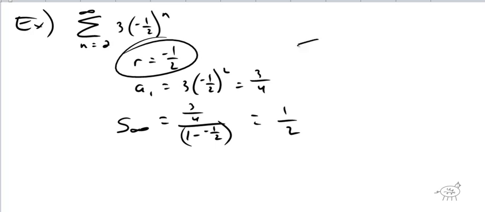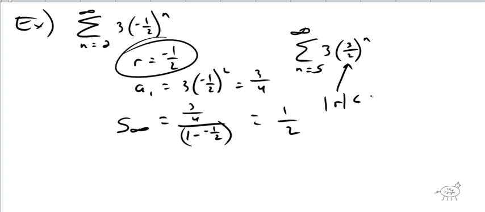And you know, just for the heck of it, if you had something like this, n goes from 5 to infinity, and it was 3 times 3 halves to the n power, you can't do this, right? The absolute value of r has to be less than 1, and it's not. It's 3 halves. This one diverges because it keeps getting bigger and bigger and bigger. Okay?